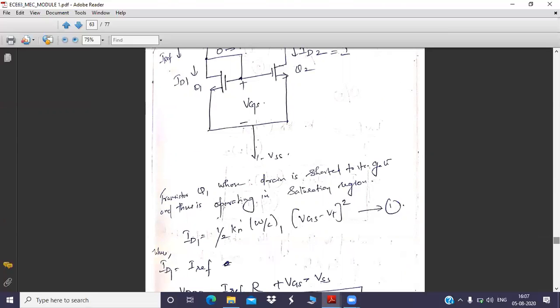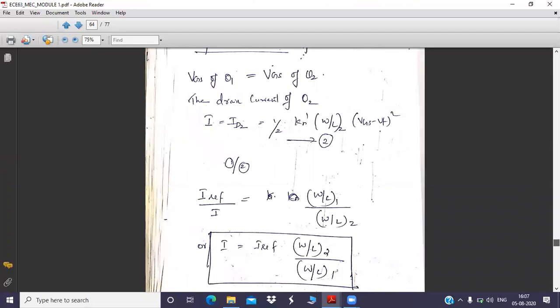So when you divide the two equations, the VGS minus VT whole square term gets cancelled. Half is cancelled. Kn dash is also cancelled, because we are taking similar MOSFETs. If we are taking two devices which are quite similar to each other, their Kn dash will be the same. Kn dash, as I told you yesterday, I don't want to repeat, is equal to mu n into COX. It is constant. It will vary from device to device also, I told. But here, as far as the mirror is concerned, the two devices are very much similar to each other.